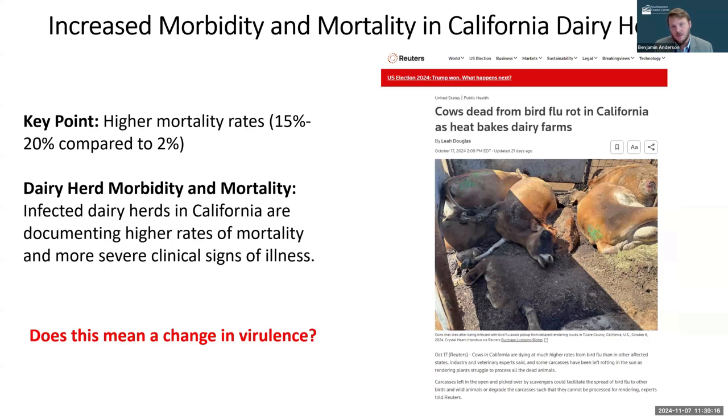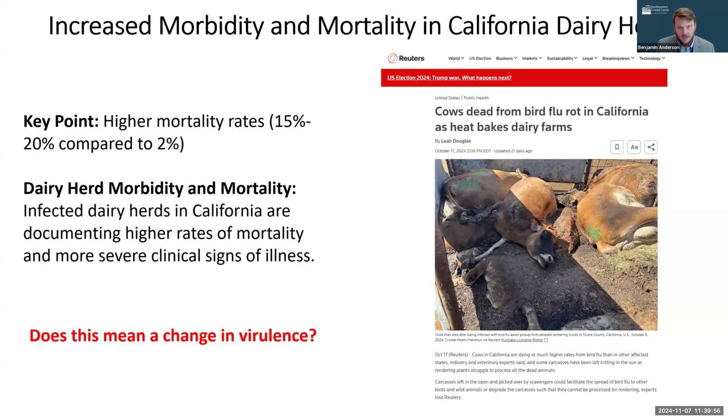Interestingly, in those cases, we've also observed a higher mortality and rate of morbidity among those herds. In other states, typically, when the virus infects the herds, it will cause some mastitis, some fever, a drop in milk production, and those cattle will be sick for a little while, but they will recover, and most of them can end up going back into the milk production cycle. However, in the case of a lot of the farms in California, they had much higher rates of death. So 15 to 20% of the herd that were infected were dying.